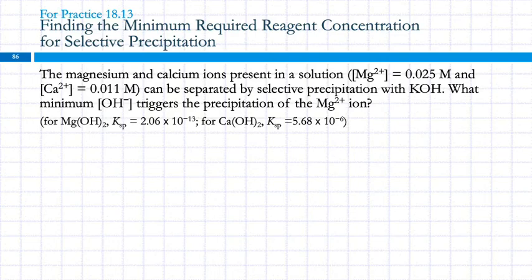So what we're looking at here is the saturated solution at equilibrium. Anything above that would begin to cause precipitation. So which one's going to precipitate first? It's the magnesium, right? So magnesium hydroxide.